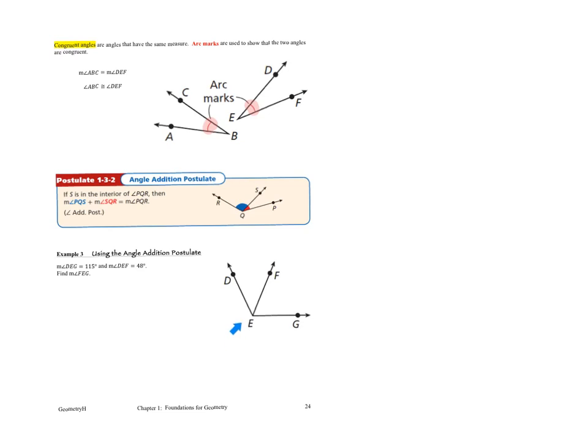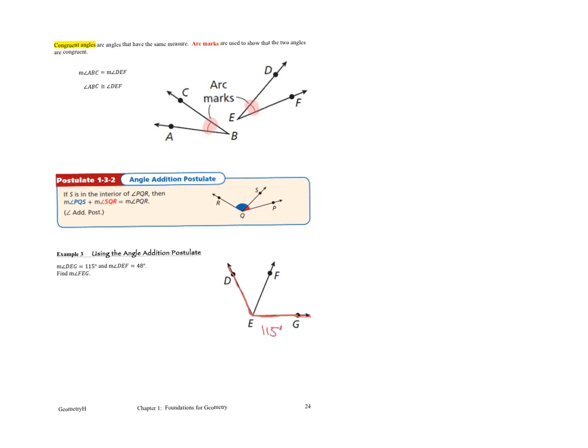Okay, so let's look at some examples here. I know in this case DEF plus FEG is equal to DEG, the total. So the two small equal the total. So let's look at what we have. I like to write it right in the image. So DEG, this total piece, is 115 degrees.